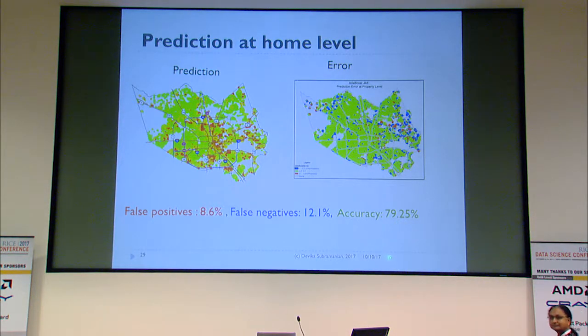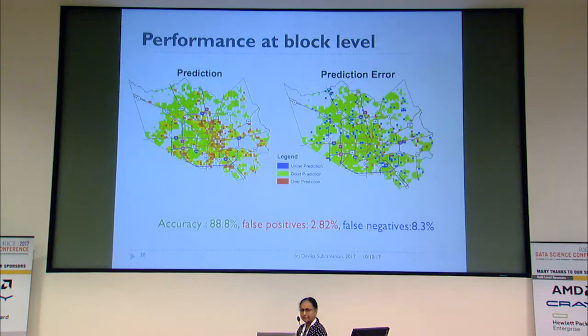80%. Hooray. Stop the presses. We will print this. At the kilometer square block level, we got an accuracy of 89%. Double hooray, right? Wow.